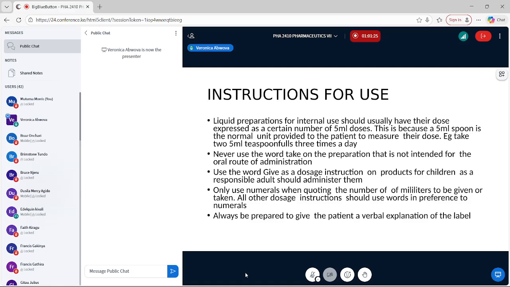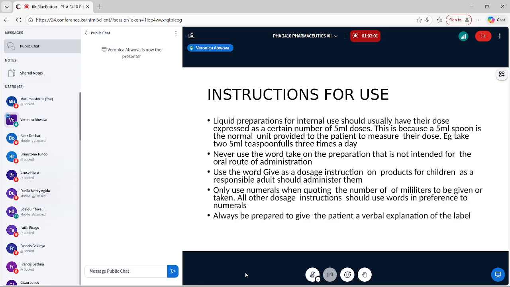You can use the word give as a dosage instruction on products for children, as a responsible adult should administer them. But again, you can use give, but you can also just indicate take. The assumption is that the responsible adult understands that that is for the child because the name of the child is there. Only use numerals or numbers when quoting the number of millilitres to be given or taken. All other dosage instructions should use words in preference to numerals.